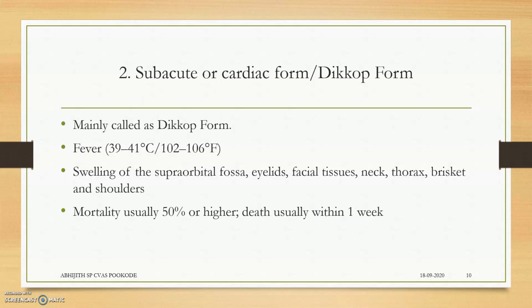The second one is the subacute or cardiac form. Dikkop is another name for the cardiac form. You can easily remember it: Dikkop, cardiac. High fever will be there, and mortality is usually 50% or higher. Swelling of the supraorbital fossa, the eyelids, the neck region, and the head region is very characteristic. There will be a great amount of swelling.